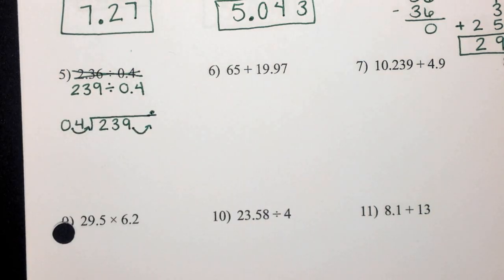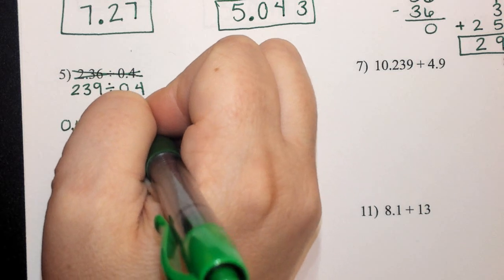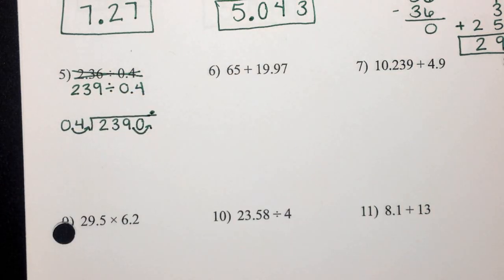What would go in that gap? What would I put in that gap? Braden? 0. Okay, so I'm going to pause here. Are there any questions on how I knew to add a 0? Because I didn't have enough numbers.